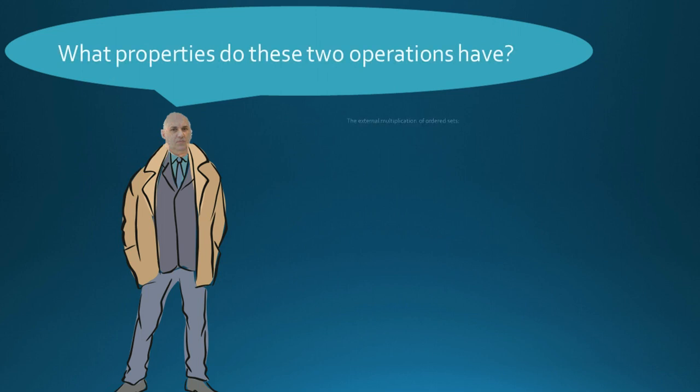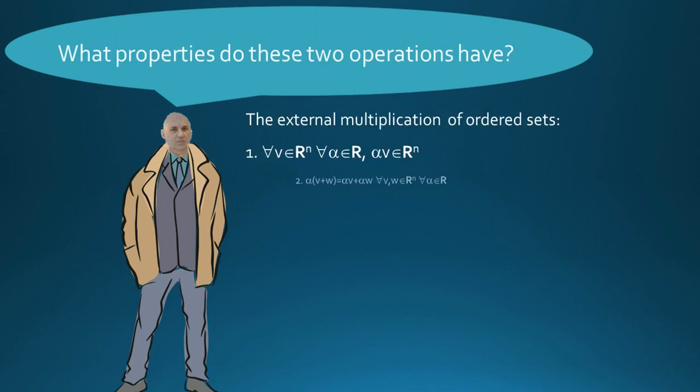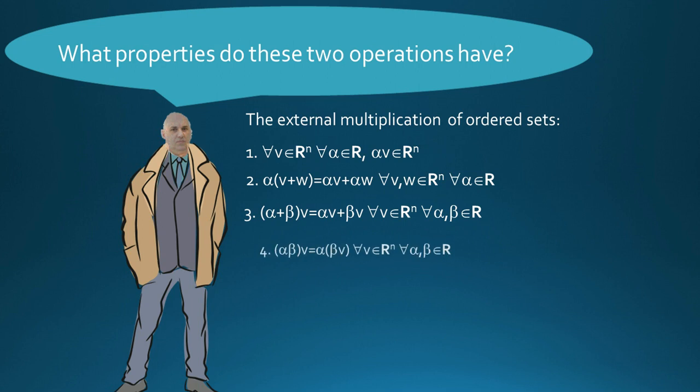What properties do these two operations have? The external multiplication of ordered sets. 1. For any v in Rn and for any alpha in R, alpha v is in Rn. 2. Alpha multiplied by (v plus w) equals alpha v plus alpha w for any v, w in Rn and alpha in R.